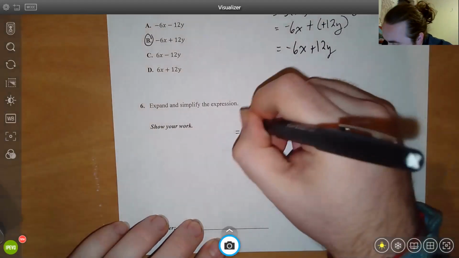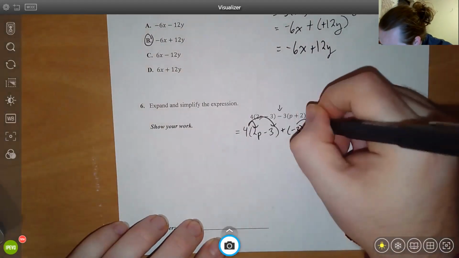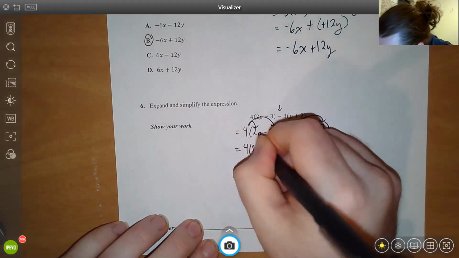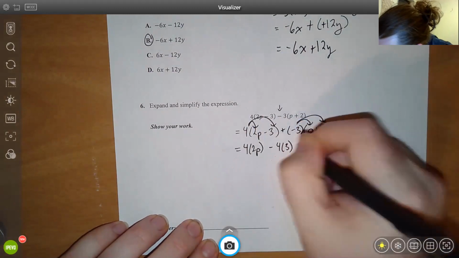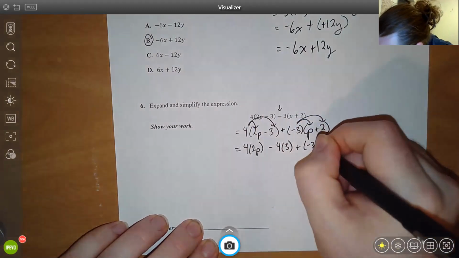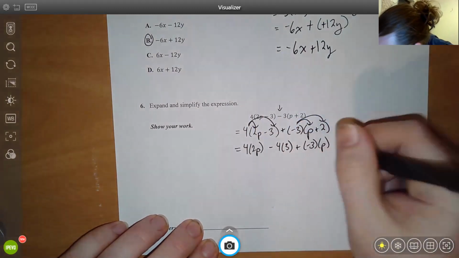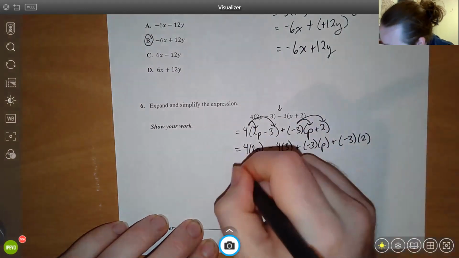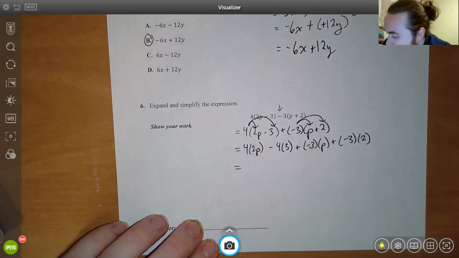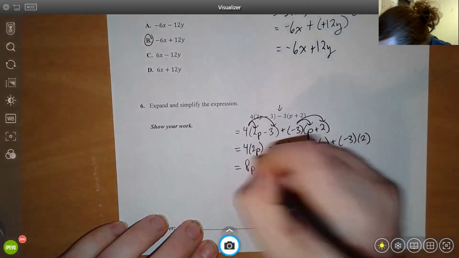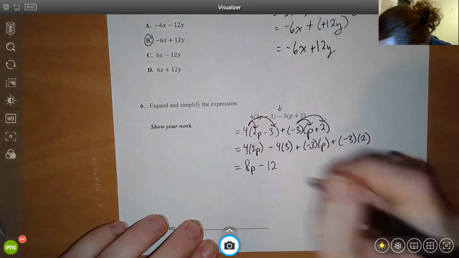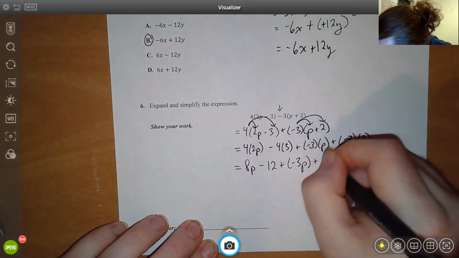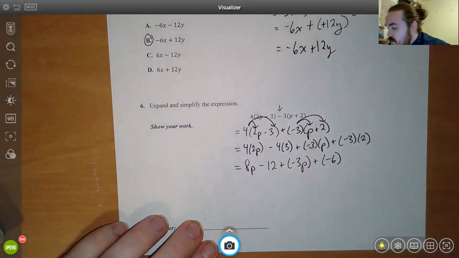Now, again, just draw your arrows. Show out the multiplication, 4 times 2p minus 4 times 3 plus negative 3 times p plus negative 3 times 2. All right, now I got 8p minus 12 plus negative 3p plus negative 6.